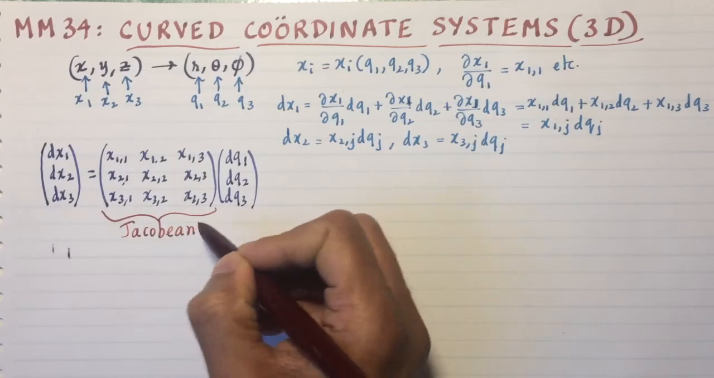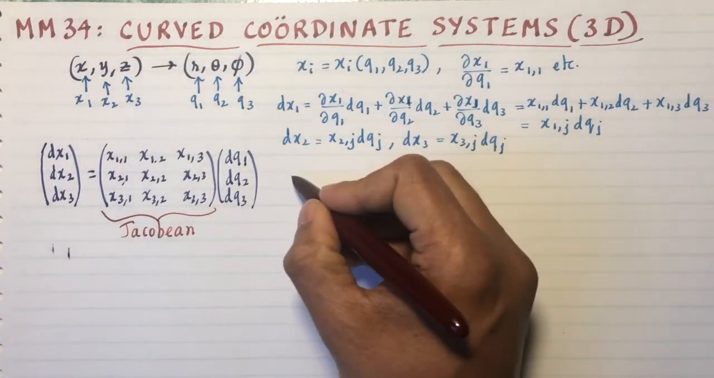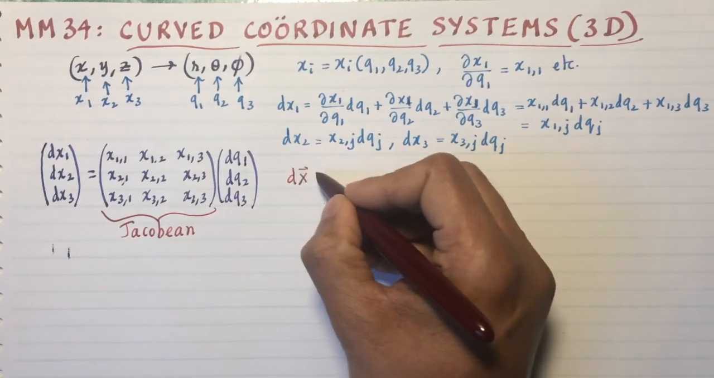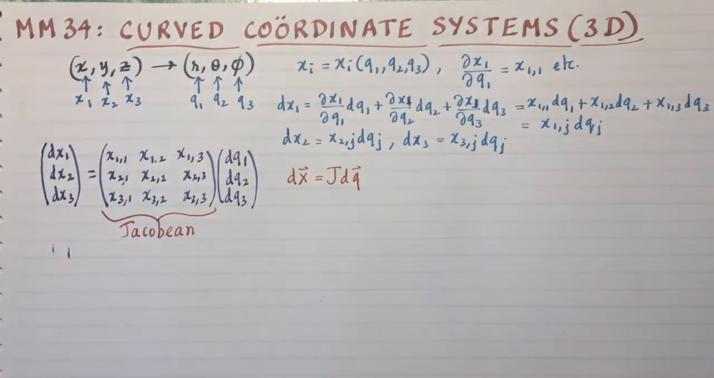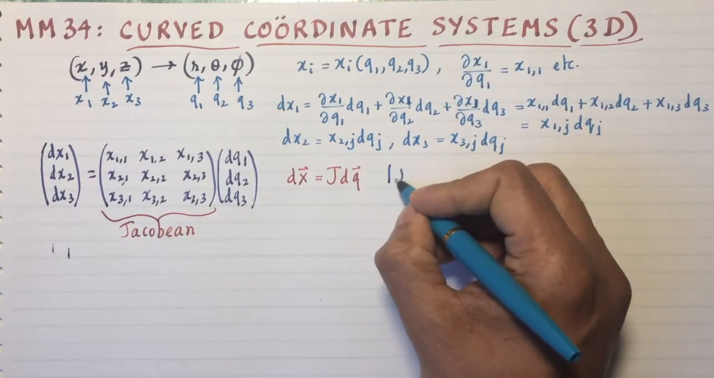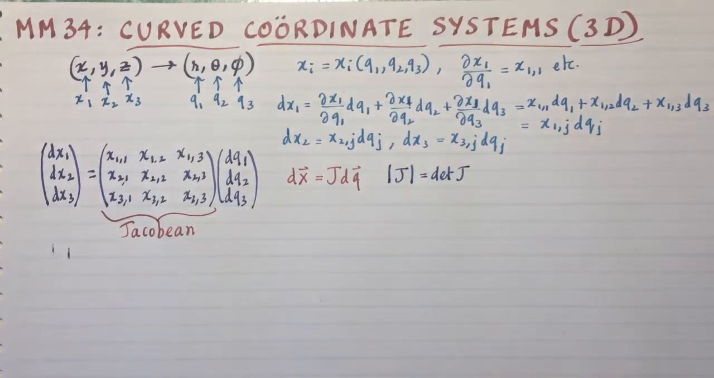It's also written as Jacobian. And in terms of the Jacobian matrix, I can simply write this as dx vector is equal to J times dq vector. So that's a compressed way of writing that one. The determinant of the Jacobian matrix is a very important quantity, and it tells us a lot of useful things. So the determinant of J essentially gives us the volume element.